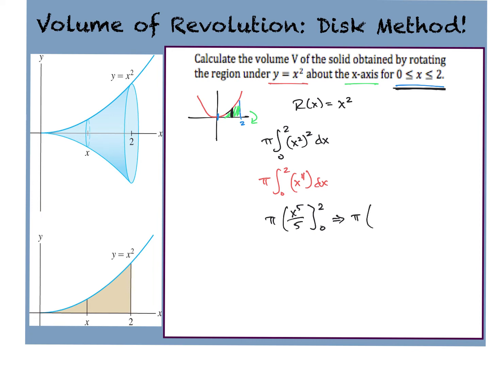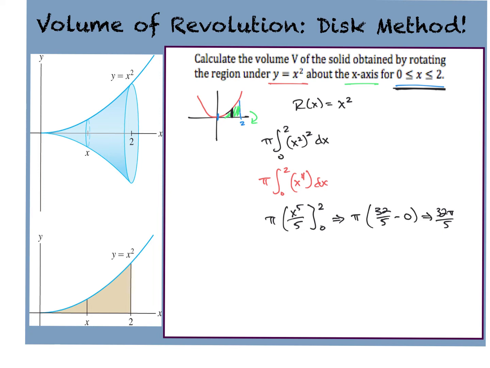2 to the power of 5 is 32. So now I have 32 fifths minus, substitute in 0, and I get 0. So now I have 32 pi over 5. And my units would actually be cubed because now we're talking about volume.